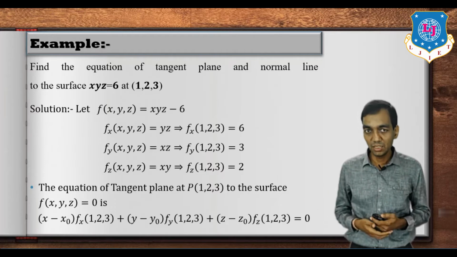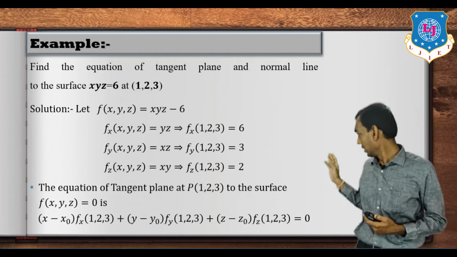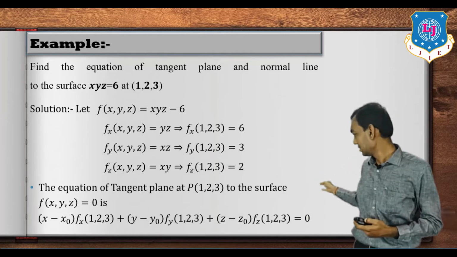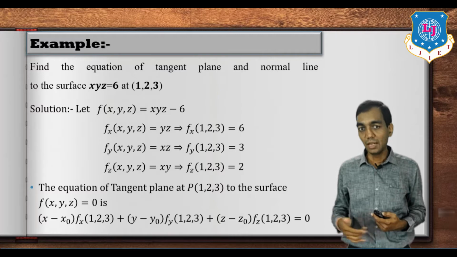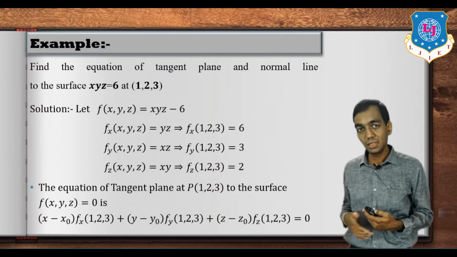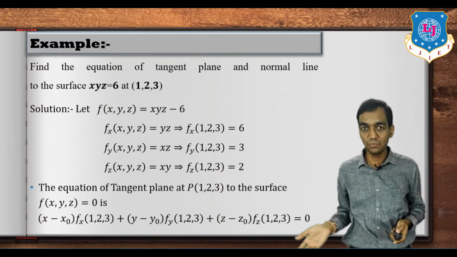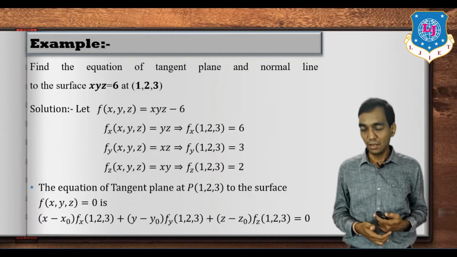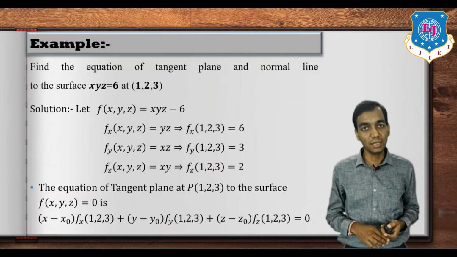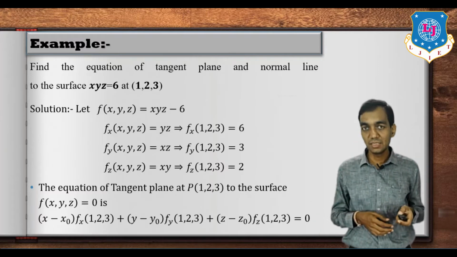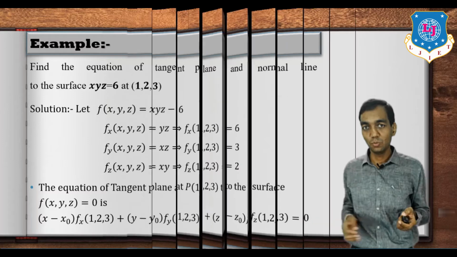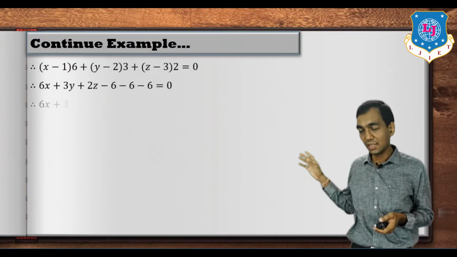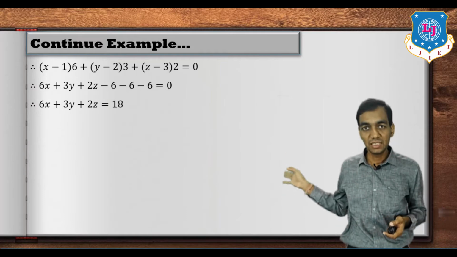So the equation of the tangent plane at the point P = (1, 2, 3) is (x - x0) fx at the point (1, 2, 3), in the same manner (y - y0) fy at the point (1, 2, 3), plus (z - z0) fz at the point (1, 2, 3). Here x0, y0, z0 is nothing but 1, 2, 3. So put in the values of x0, y0, z0 and fx, fy, fz.